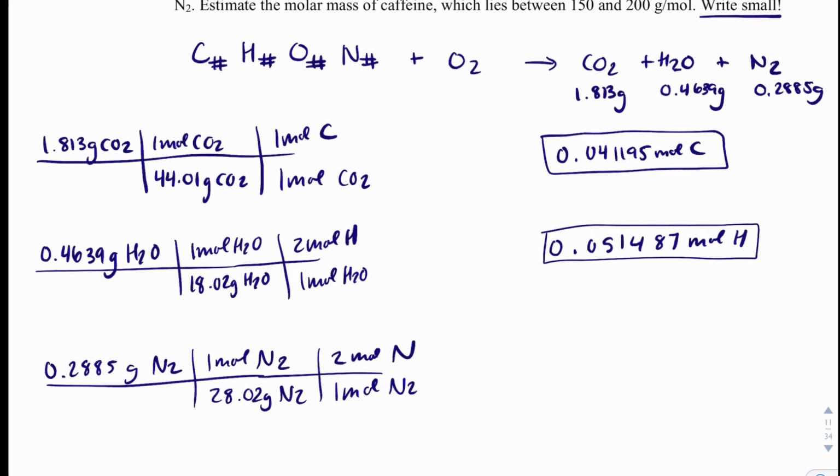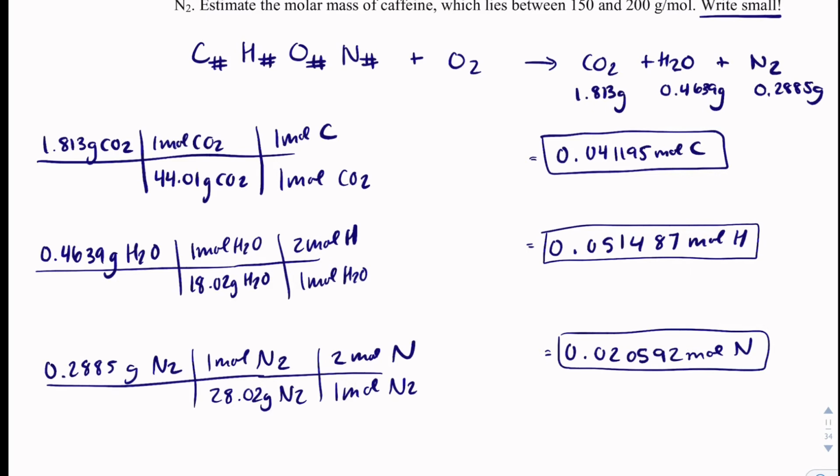But here, it doesn't have to stay diatomic when it's bonded with something. So when we do that, we get 0.2885 times 2 divided by 28.02, and we get 0.020592 moles of N. Now, this is always the hardest part of a question like this. How do we figure out the amount of oxygen?